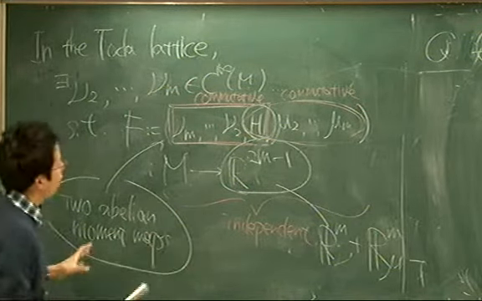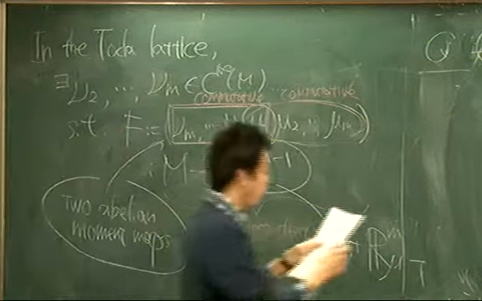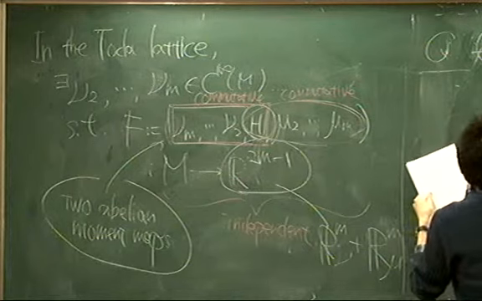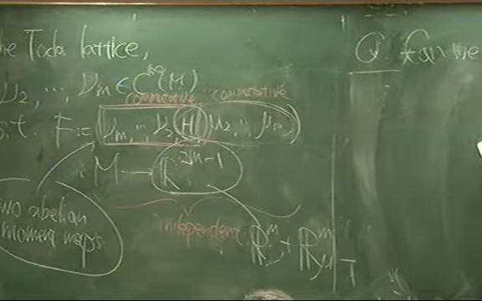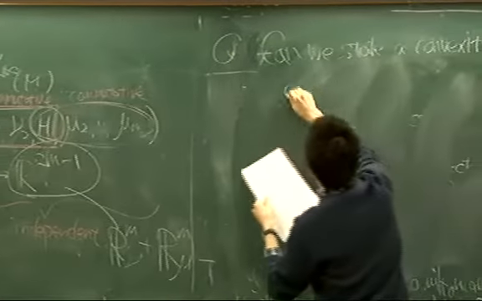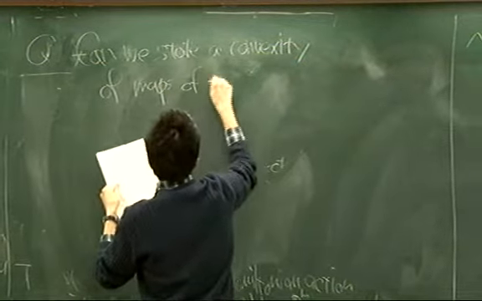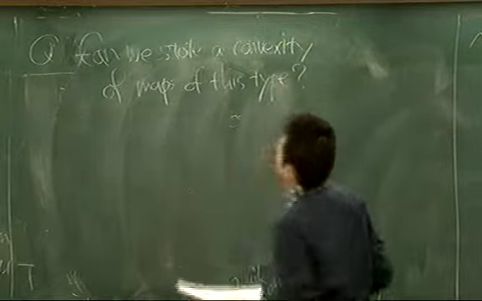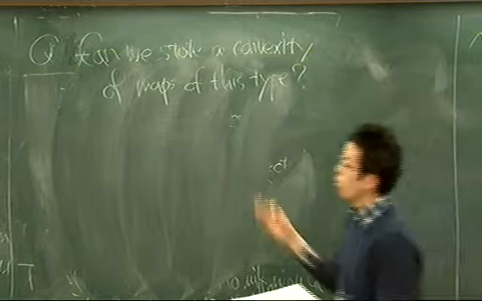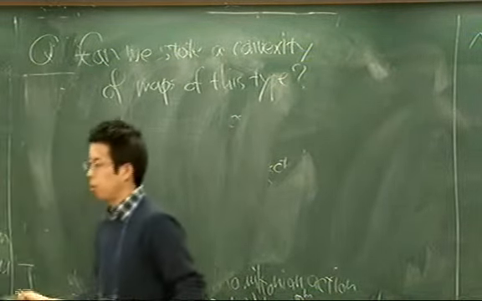So anyway, my interest is in the convexity of this map. So can we state convexity of maps of this type? Of this type means composed of two abelian moment maps.